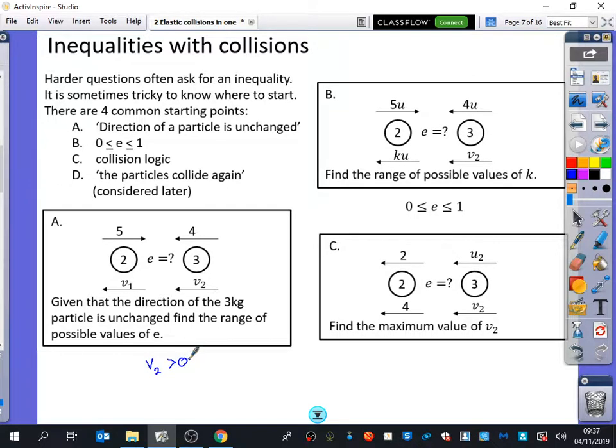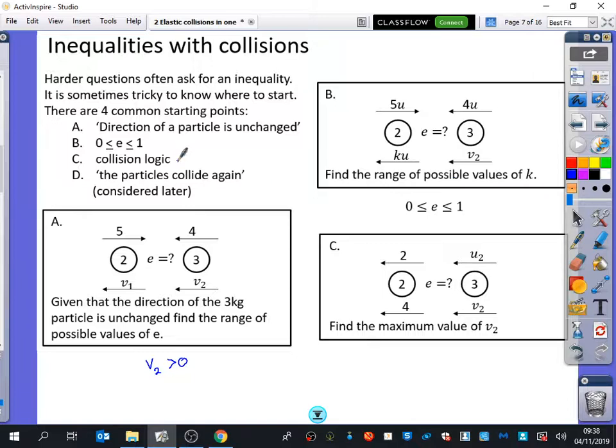The second scenario is where you just start off by saying that E can be between 0 and 1. So if it says find the range of possible values of K in this scenario, we don't know anything at all about the directions, so that doesn't matter. The only thing we will use is this fact that 0 and 1 are the range of things that E can be, and that will make a bit more sense when we try a question in just a second.